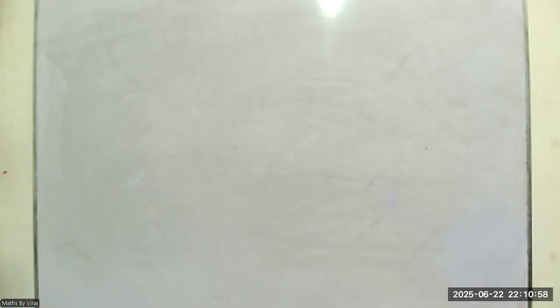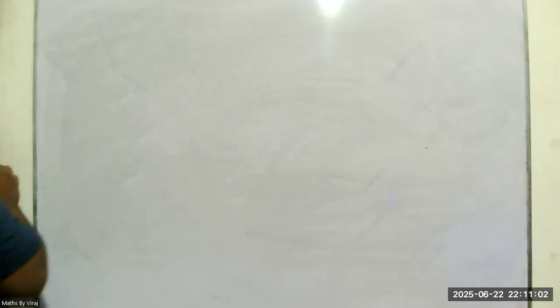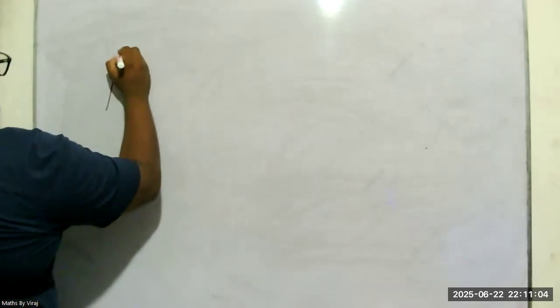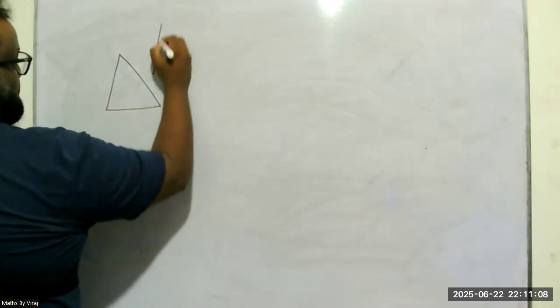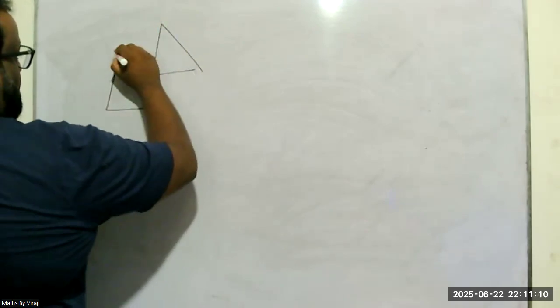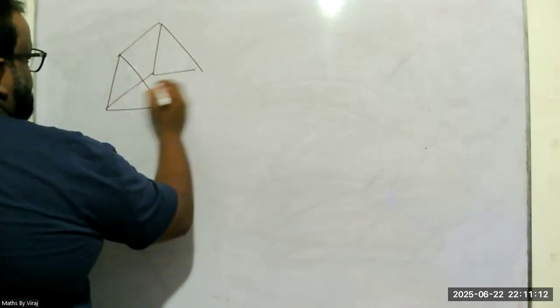Now we have a triangular prism in the question, correct? When a triangular prism is given, you should understand how many faces there are for the triangular prism. How many faces are there? For a triangular prism, there are how many faces?